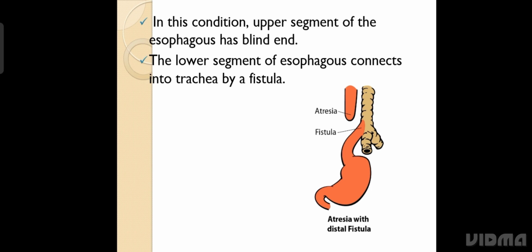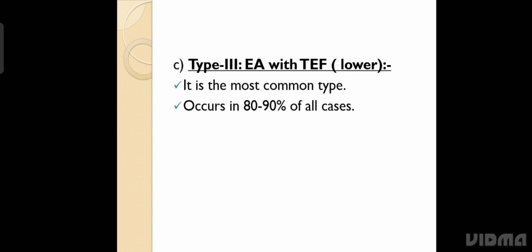So in this condition, the upper segment of the esophagus has a blind end. There is a blind pouch, and the lower segment of the esophagus is connected with the trachea by the help of the fistula. It is the most common type, seen in most cases, and occurs in 80 to 90% of all cases. So this is the most common type. This can come into your competitive exam also. The most common type of esophageal atresia and tracheoesophageal fistula is type third.